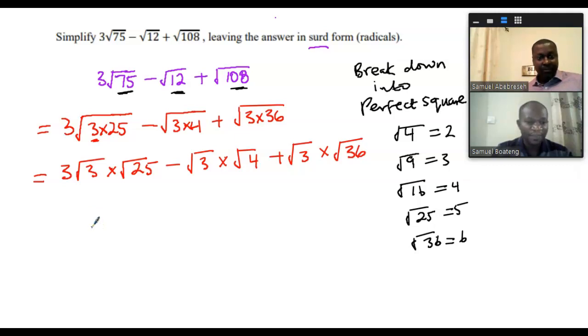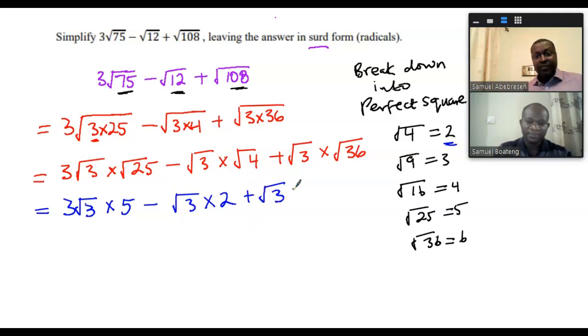The next step, equal to 3 times root 3. Root 25 will give you, because it is a perfect square, 5 times 5. Minus root 3 times square root of 4 will give you 2, plus root 3 times square root of 36 will give you 6. So let's come to the next step.